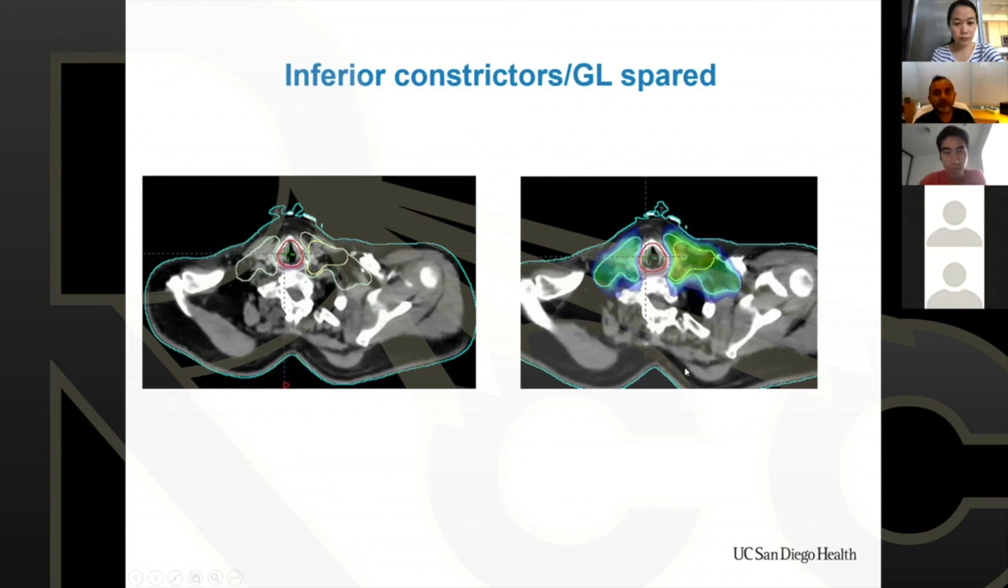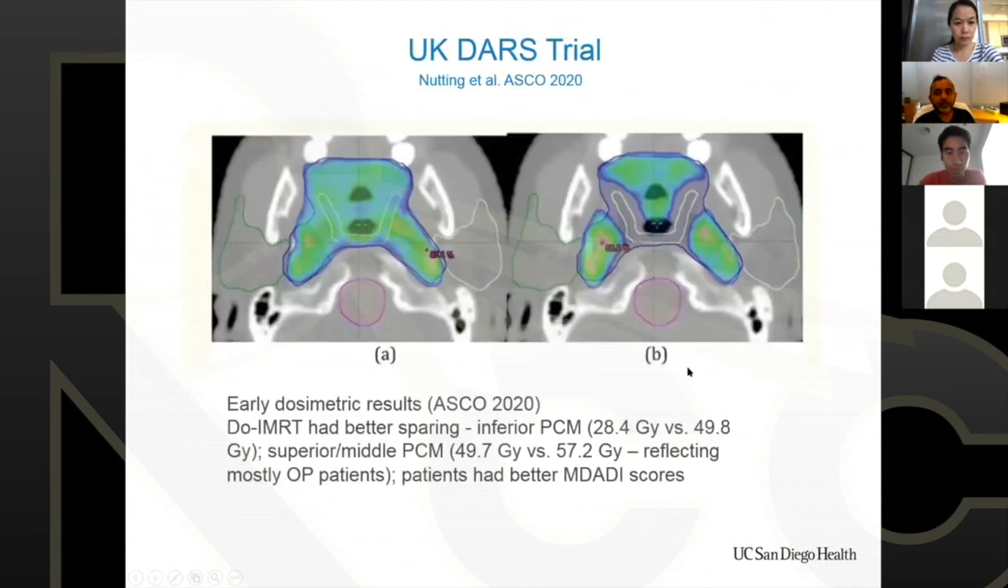So you can see that you can certainly do that kind of sparing. And this is the UK DARS trial, just got presented last week, right after I gave my talk to you guys at ASCO. Basically looked at exactly what I mentioned.